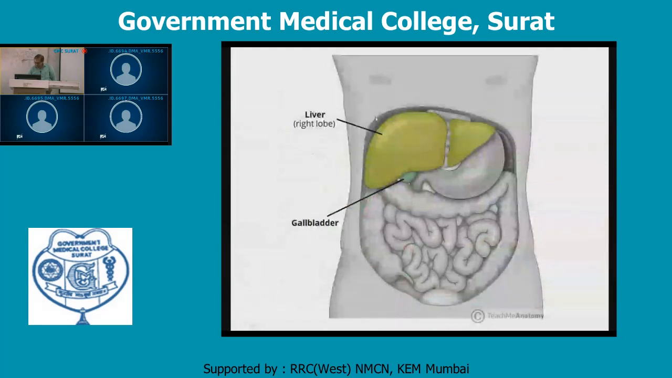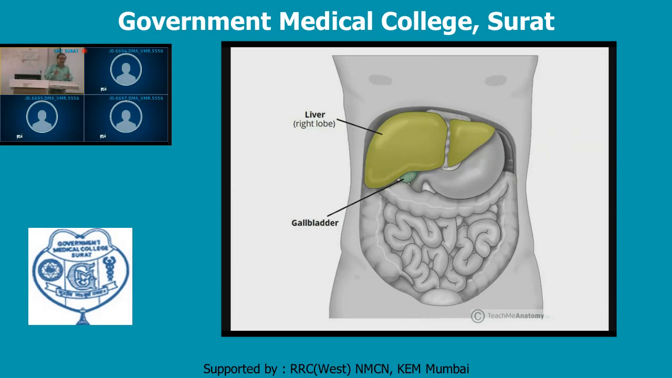Now the fundus. Here this is the liver, and just below the inferior border of the liver one can see a projection of the gallbladder. It is green colored here, and this projecting part, the lowermost part of the gallbladder, is the fundus. This fundus is covered by the peritoneum all around. Anterior to the fundus, obviously, lies the anterior abdominal wall.